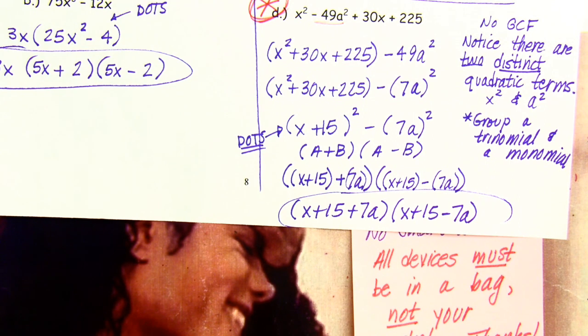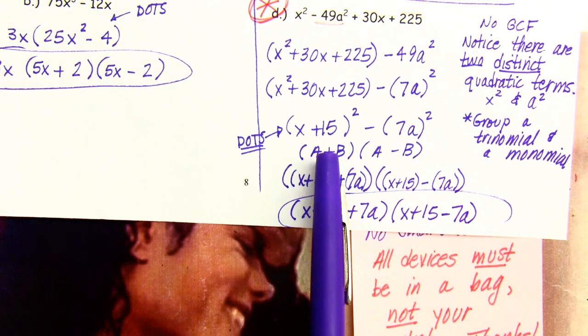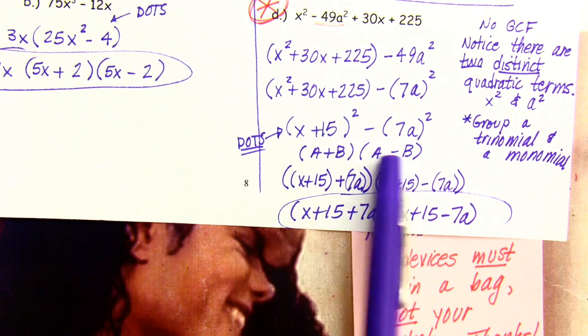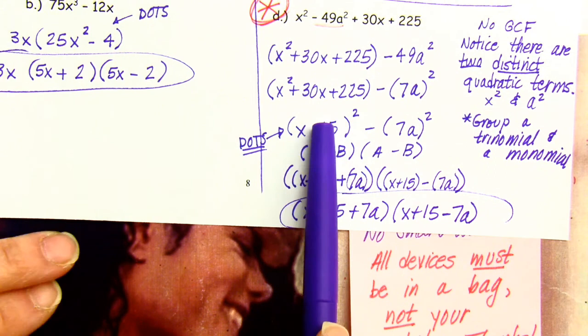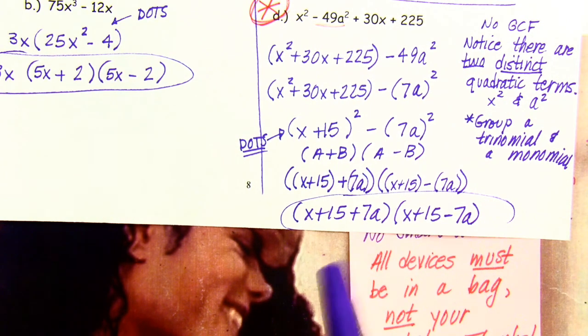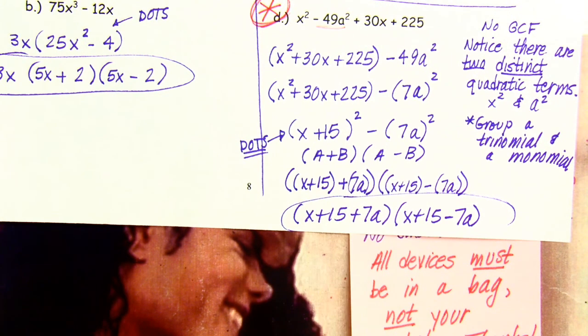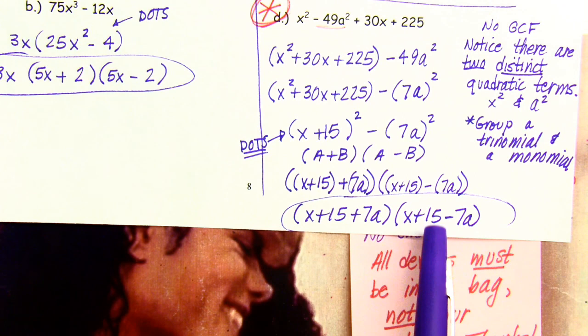It factors as a trinomial and a monomial for grouping. You trick the monomial and rewrite it into something with a squaring on the outside, and you end up getting DOTS. DOTS always factors as a plus b times a minus b. What's my a? Well, this is my a squared. It's the whole x plus 15. So you put that there. A plus b, b is 7a, and then a minus b right here in the grouping.